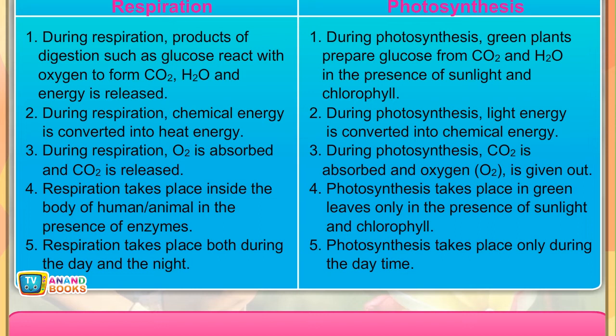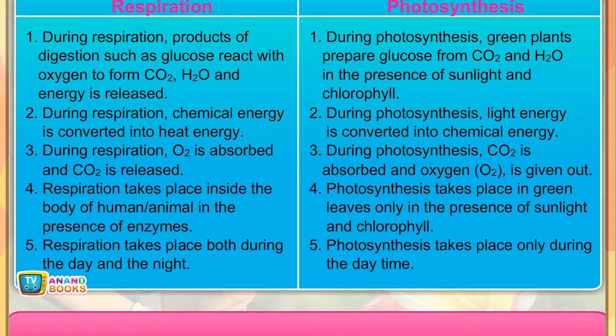Respiration, number 1. During respiration, products of digestion such as glucose react with oxygen to form CO2, H2O, and energy is released. Photosynthesis, number 1. During photosynthesis, green plants prepare glucose from CO2 and H2O in the presence of sunlight and chlorophyll. Number 2. During respiration, chemical energy is converted into heat energy. During photosynthesis, light energy is converted into chemical energy.